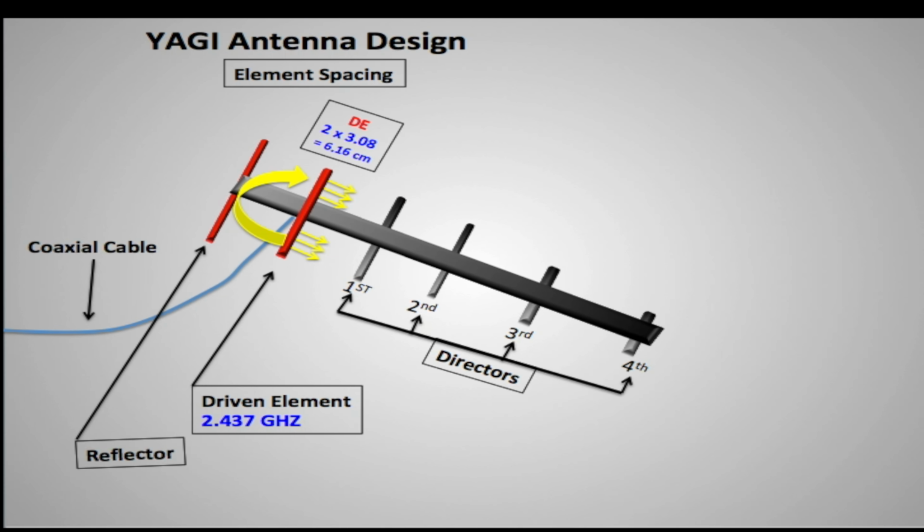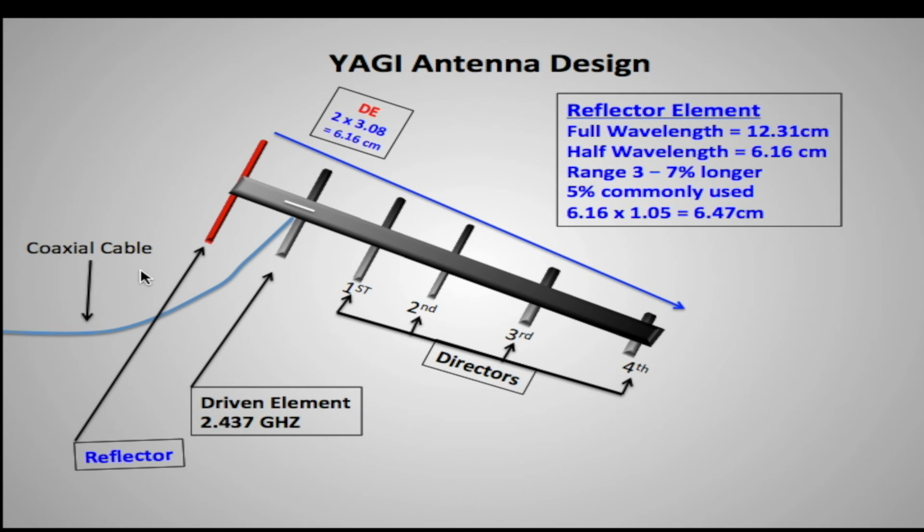The purpose of the reflector is to send the radiation it receives back towards the driven element, where it would join the driven element's forward radiation towards the directors. This function increases signal strength. So now I'm going to calculate the length of the reflector element. The reflector element is always longer than the driven element.